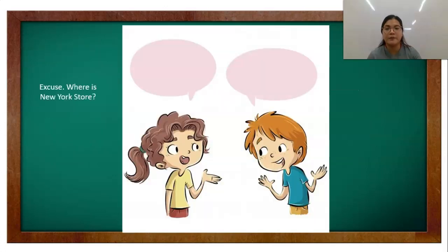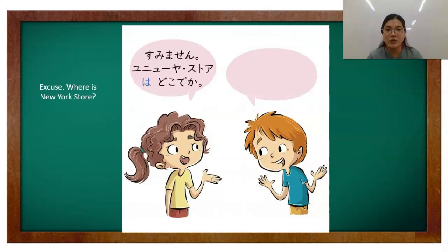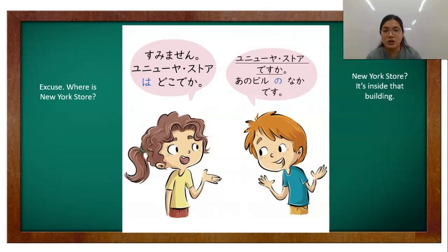For example, here, excuse me, where is the New York store? Sumimasen, New York store wa doko desu ka? Sumimasen. New York store wa doko desu ka? New York store? It's inside that building. New York store desu ka?